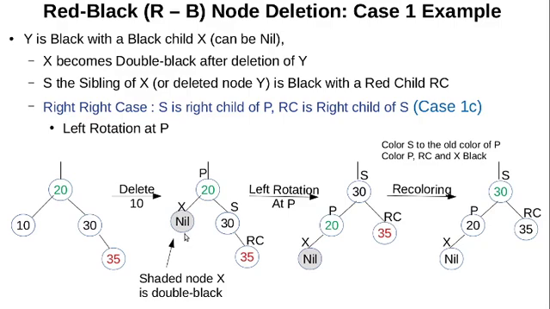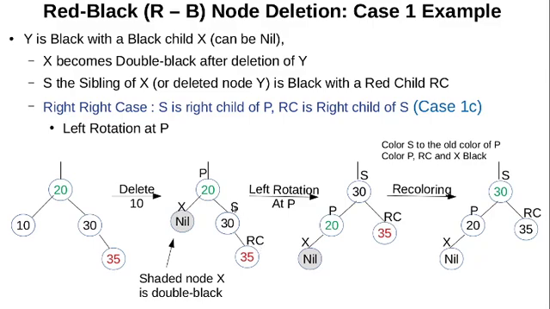The sibling of node X is node 30, which is colored black. We mark it as S. Here the sibling node has a red child, node 35. As node 35 is the right child of S, it is marked as RC.